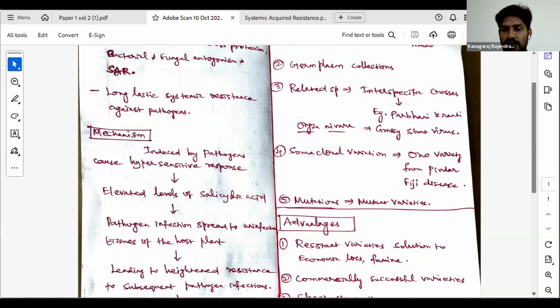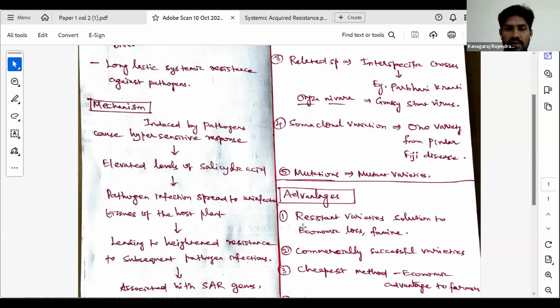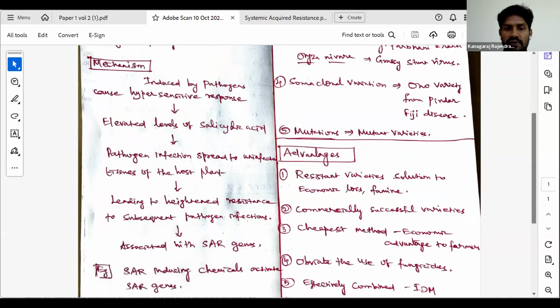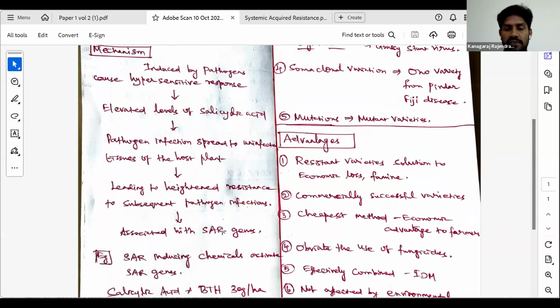So what are the mechanisms behind this SAR in the croplands? I have taken only the key points. The keywords, the technical terms, are the hypersensitive response created in the plants after getting infection. And there is an important component called salicylic acid that plays a major role in inducing this SAR in the croplands. And for this, there is a gene called the SAR gene. So these are the important information. We can note down only the key points.